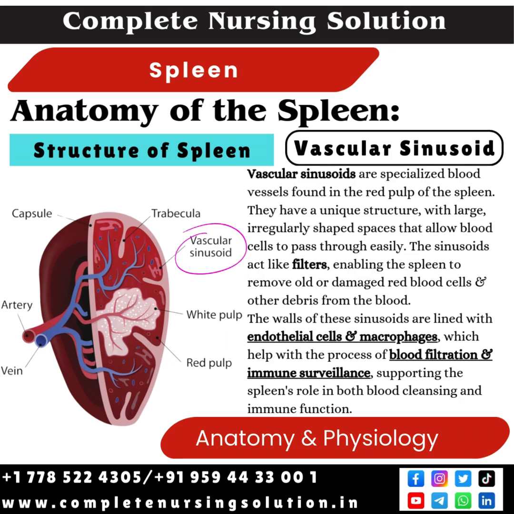The vascular sinusoids are an important part of the spleen's structure. These are specialized blood vessels found in the red pulp of the spleen. They have a unique structure, with large, irregularly shaped spaces that allow blood cells to pass through easily. The sinusoids act like filters, enabling the spleen to remove old or damaged red blood cells and other debris from the blood. The walls of these sinusoids are lined with endothelial cells and macrophages, which help with the process of blood filtration and immune surveillance, supporting the spleen's role in both blood cleansing and immune function.